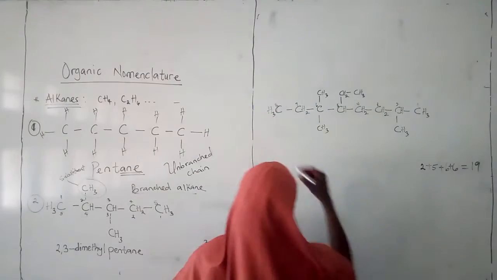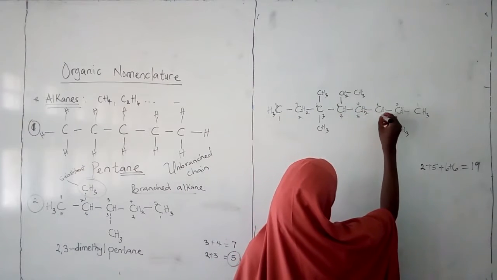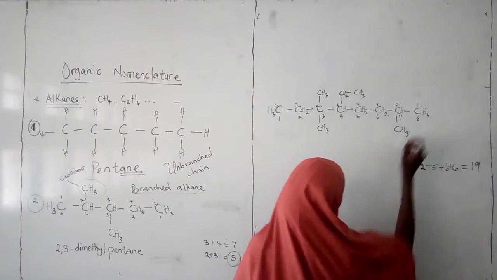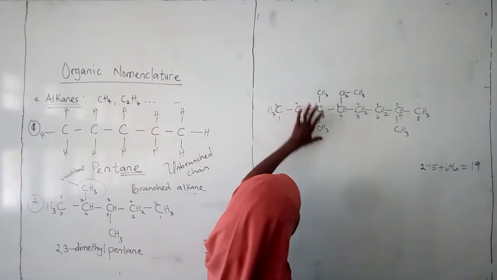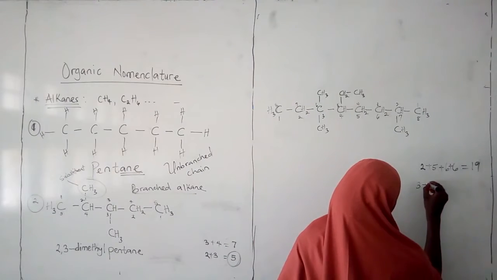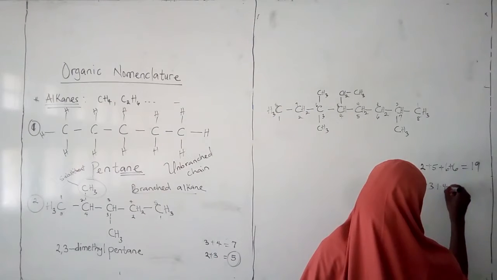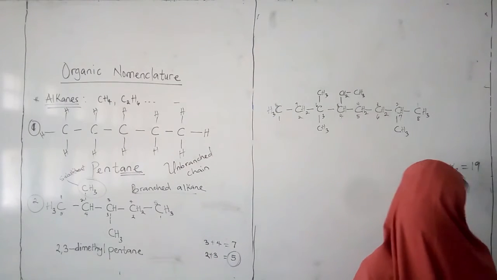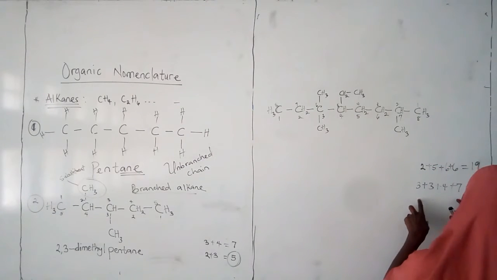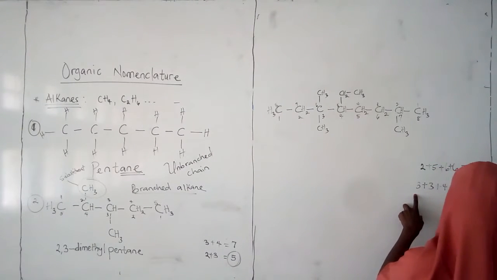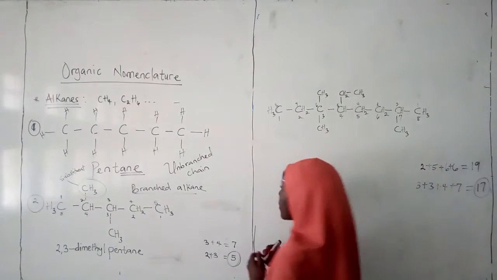Now let's try counting it from this side. 1, 2, 3, 4, 5, 6, 7, 8. Now counting from this side, we have 2 methyl groups in position 3, 3 plus 3, then an ethyl group in position 4, plus 4, and another methyl group in position 7. So now let's sum this up. This is 17. So we are going to take the one with the least number.